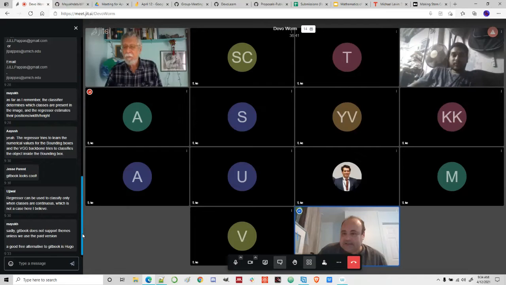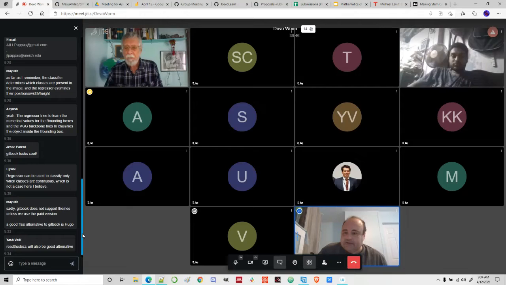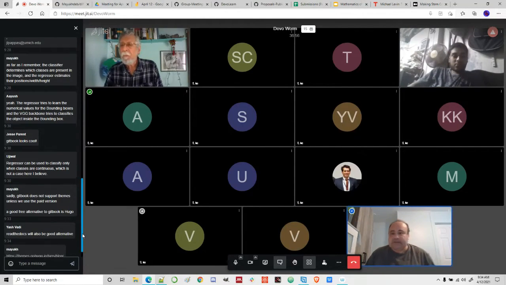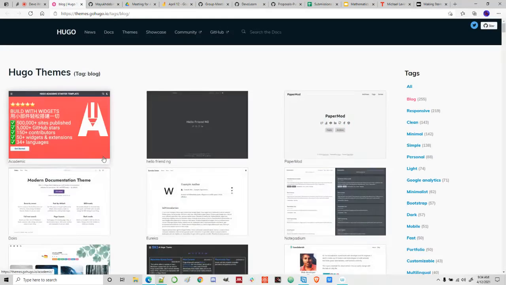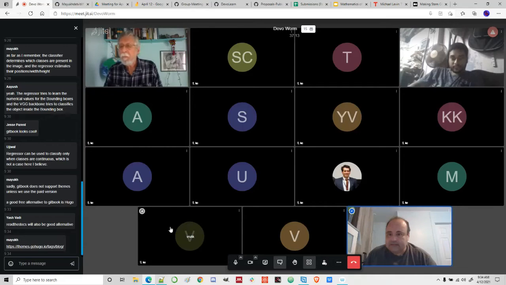So Mayukh says, sadly, Gitbook does not support themes unless we use the paid version. A great free alternative is Hugo. So Gitbook actually has a paywall on it at some point. Read the Docs could also be a good alternative. Yeah, Read the Docs, of course, is basically very similar. And Mayukh put a link in the chat for Hugo. So this is where, if you want to use themes, there are different themes for that. Yeah, lots of things.